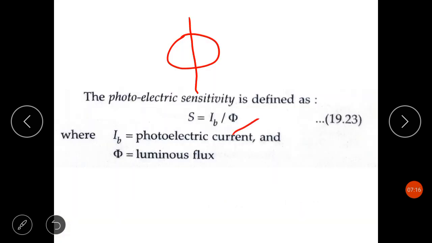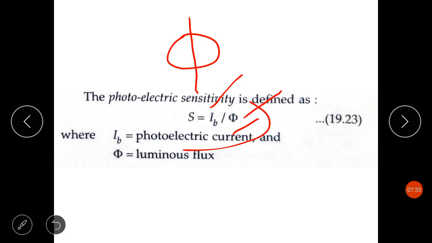So what will be the photoelectric sensitivity? We know sensitivity is equal to output upon input. So here IB is the output and phi is the luminous flux or intensity. So it will be equal to the photoelectric current divided by the luminous flux. So this is the photoelectric sensitivity.